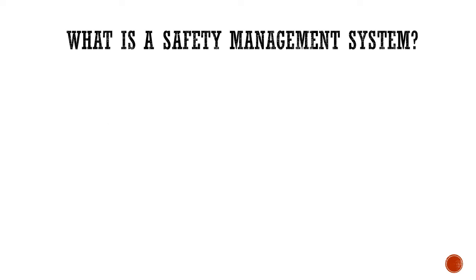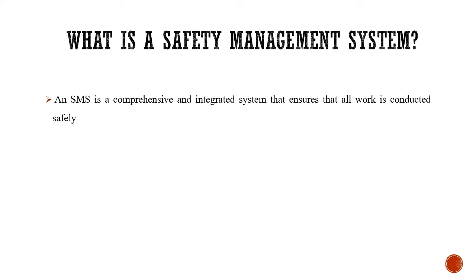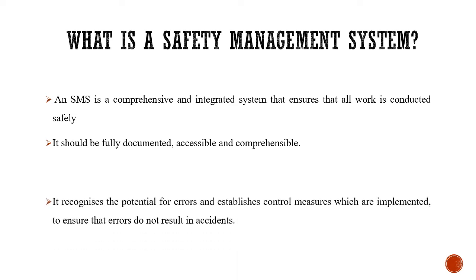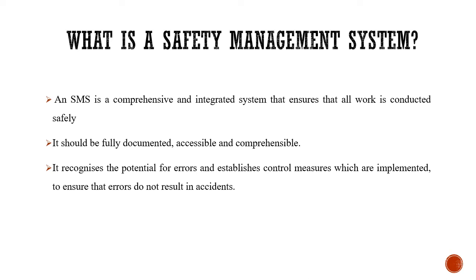Now, what is a safety management system? A safety management system is a comprehensive and integrated system that ensures that all work is conducted safely in an organization. It should be fully documented, accessible, and comprehensible. It recognizes the potential for errors and establishes control measures which are implemented to ensure that errors do not result in accidents.